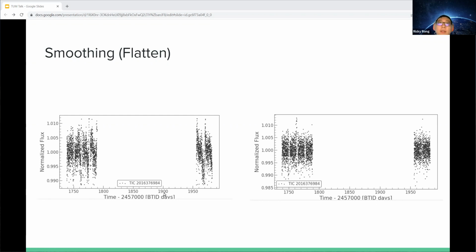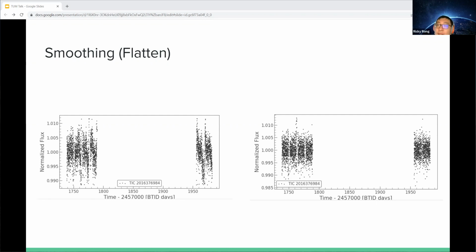One other thing to note is that if you're wondering what this TIC is, it's basically just identifying not the star, but the specific object of interest, which is the planet candidate. So TIC stands for TESS Input Catalog. So this is from the TESS mission, and this number is the specific ID.